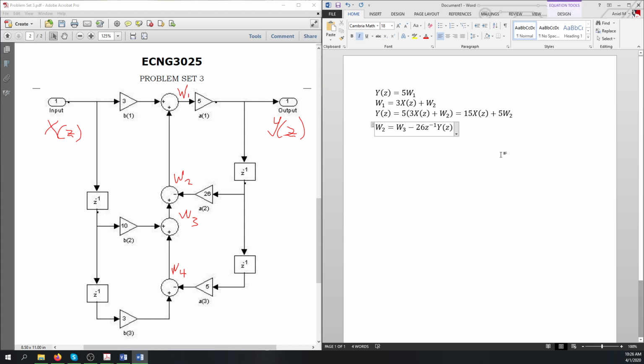So that means we could formulate Y of Z here from before equal to 15 x of z plus 5 into what our W2 here was accordingly.